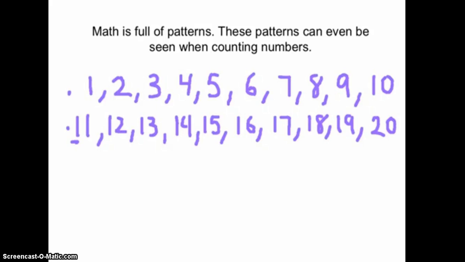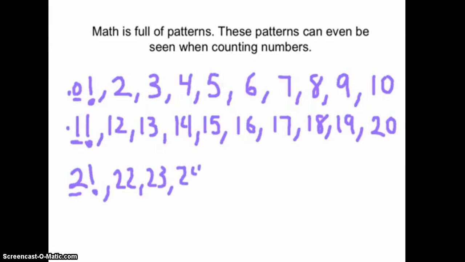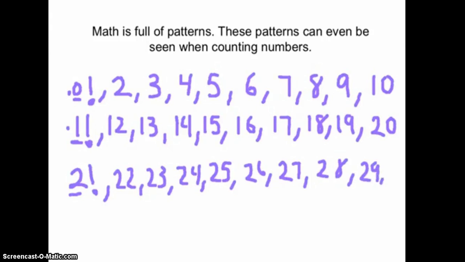Did you notice that going from the ones to the tens, the tens changed? Right here there were no tens, it was just a 0. Right here we have a 1. What do you think is the next one? If you said it's a 2, you're right. 21. This is what changed. This part stays the same. So 21, 22, 23, 24, 25, 26, 27, 28, 29, 30.